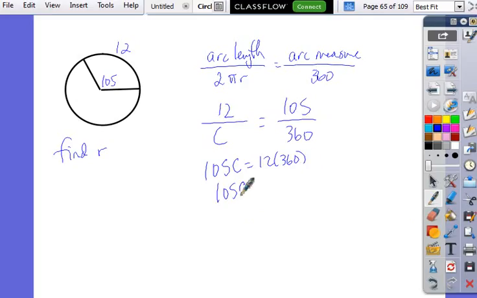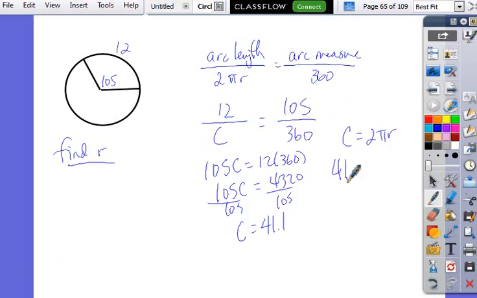105C, how much is 12 times 360? 4320. Divide by the 105. And C is? 41.1. All right, so C is 41.1. But what's it asking me to find? The radius. Well, now I'm going to do that problem we just did a minute ago. I know what C is, so I'm going to plug it into the C equals 2 pi r formula. And then how do I find r? What did we do a minute ago? Divide by 2 pi. So what is 41.1 divided by 2 pi?